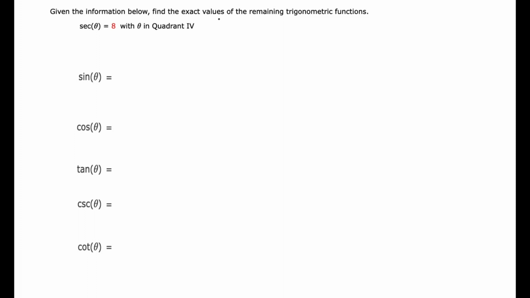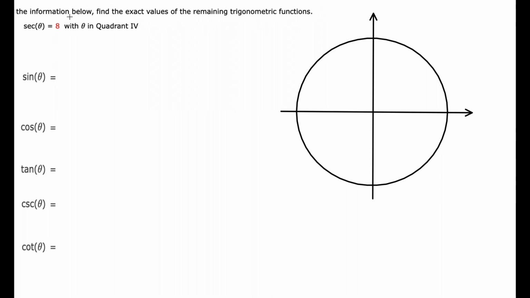This problem says find the exact values of the remaining trig functions if we know that secant of theta is 8, where our theta is in quadrant 4. So first I'll draw the angle in question. In order to draw it somewhat accurately, I want to have a sense of the lengths of the sides.